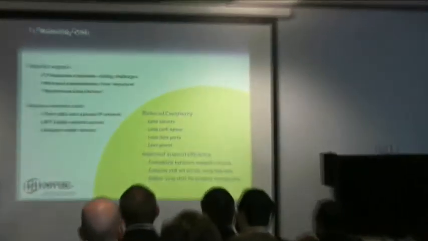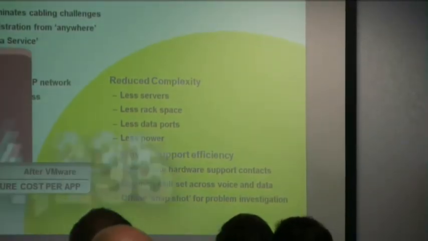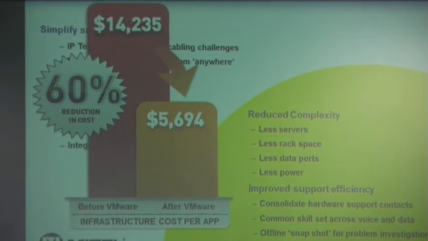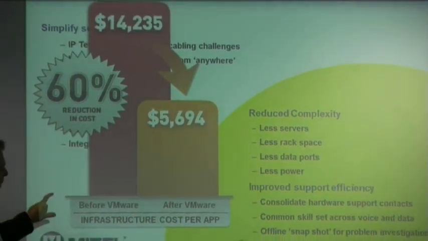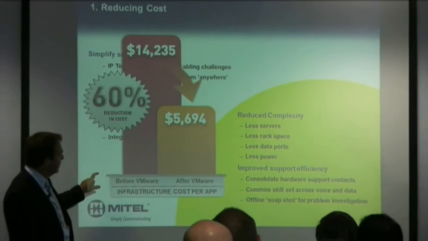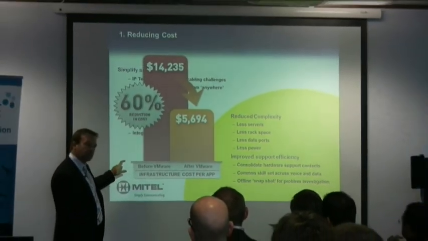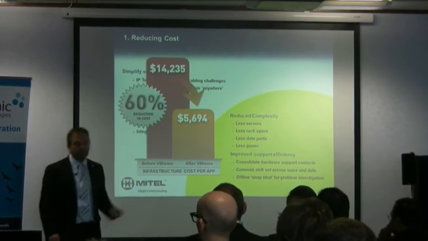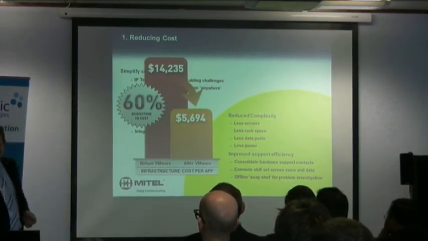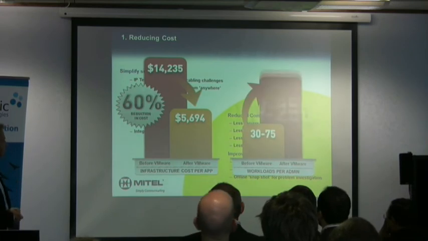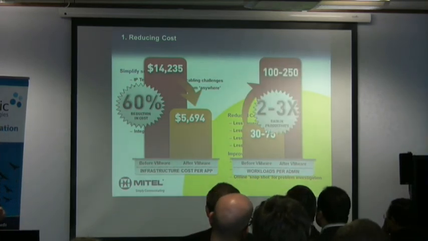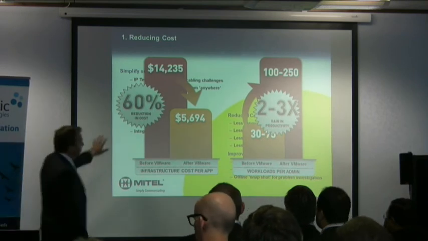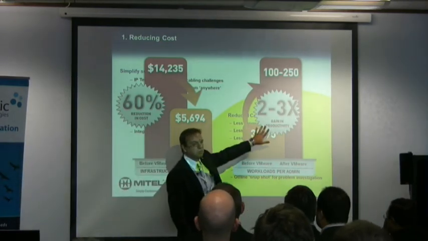So these two graphs I'm about to show you now are VMware graphs based on their current users. They're saying that typically a user will gain 60% cost reduction, if you like, in infrastructure per application. And also they'll gain a 2 to 3 times gain in productivity based on their IT support staff. I think this one's a bit conservative, and I think this one is probably a bit optimistic.